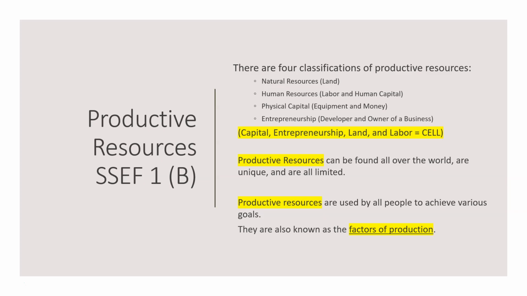There are 4 classifications for productive resources. The first classification are natural resources. This is generally considered the land. Okay? Natural resources are anything that exists here before we ever came along. It naturally exists, or it naturally occurs. If you could think of a water spring or a desert, right, or the ground that your house or this school has been built upon, those are natural resources. We move on to human resources. This is labor and human capital.